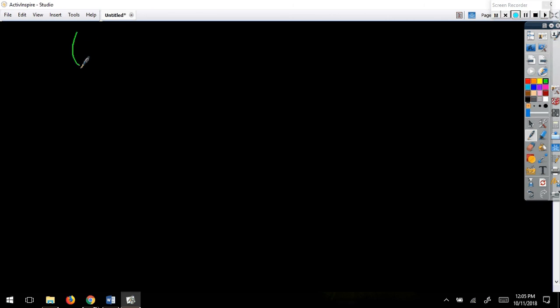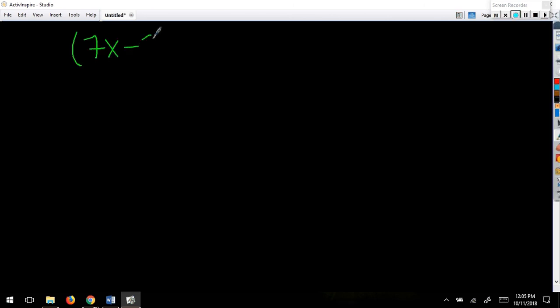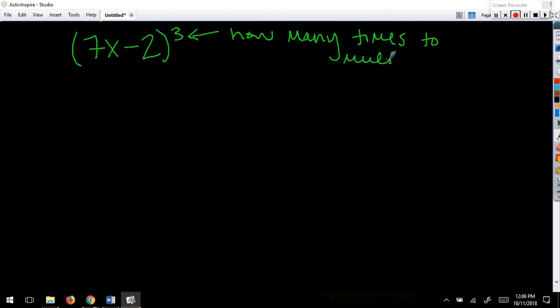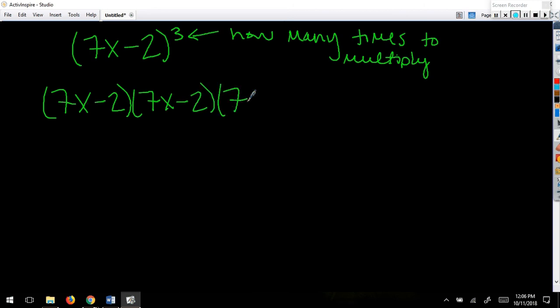Let me show you a special case quickly and then I will be done. Sometimes we have things, and we have also talked about this multiple times. If I have an exponent on the outside of a parentheses, what that means is this tells me how many times to multiply that parentheses. So never, ever, ever, when there's a plus or a minus in the middle here, don't distribute that exponent because that's not the same. So what this tells me is I have 7x minus 2 times 7x minus 2 times 7x minus 2.